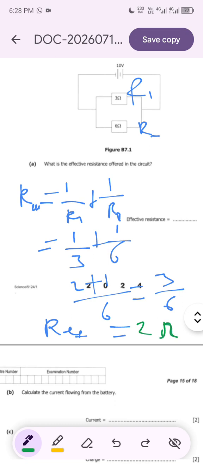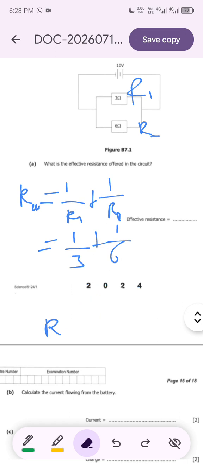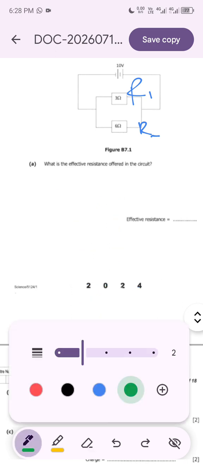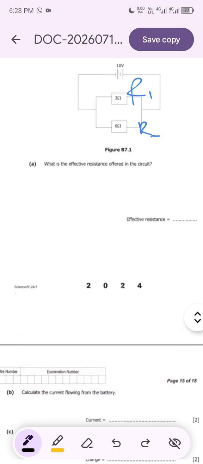Okay, 2 ohms. So this is basically the way you are going to write resistance, and the SI unit for resistance is ohms. Okay, now let's go to another question. So let me just write the answer here. It is basically 2 ohms.